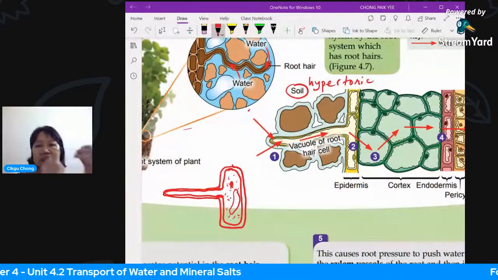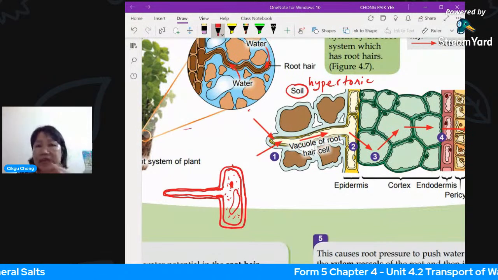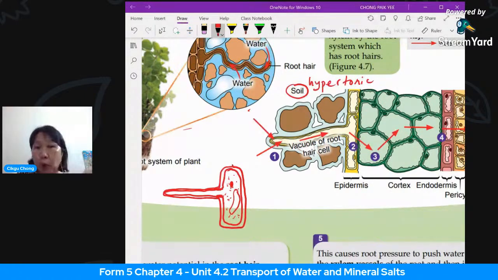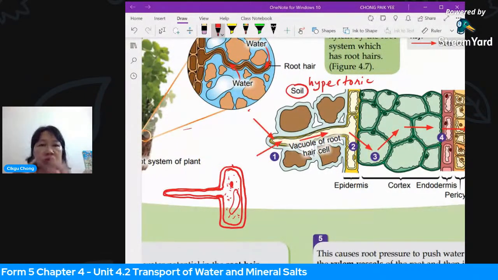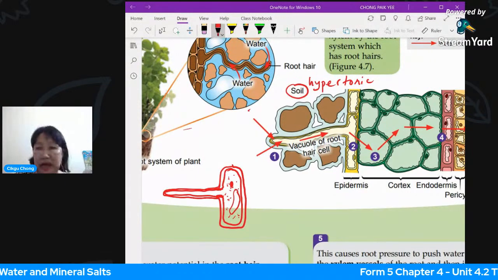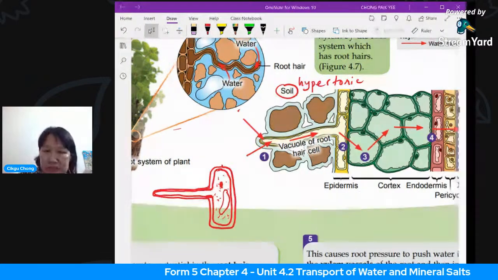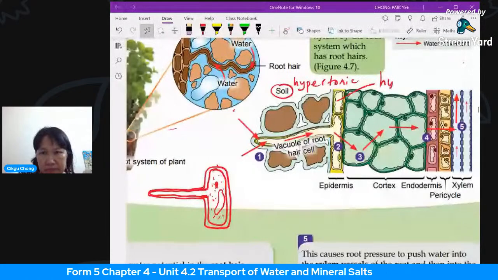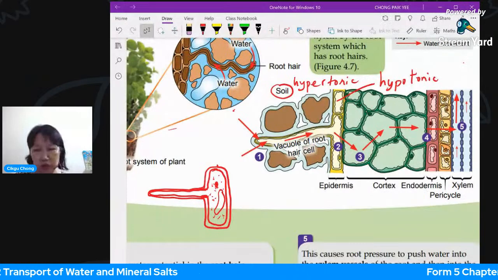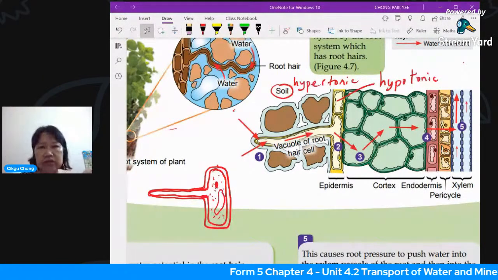Hypertonic means there is a lot of salt here, but less water. And if you compare to inside the root hair cell, this one will be hypotonic. Hypotonic means there is a lot of water, but less mineral salt. It's hypotonic in the root hair. And this condition should never happen, where outside the plant, in the soil, it's very concentrated, with a lot of salt content, too hypertonic.